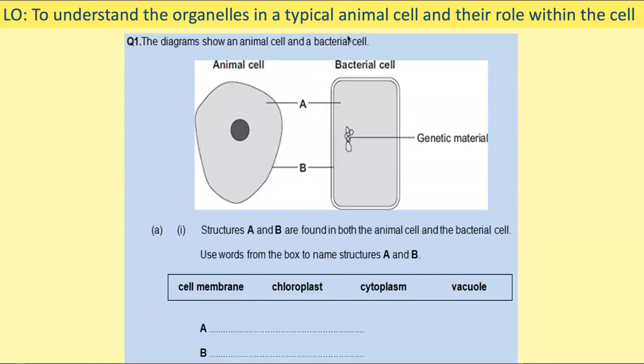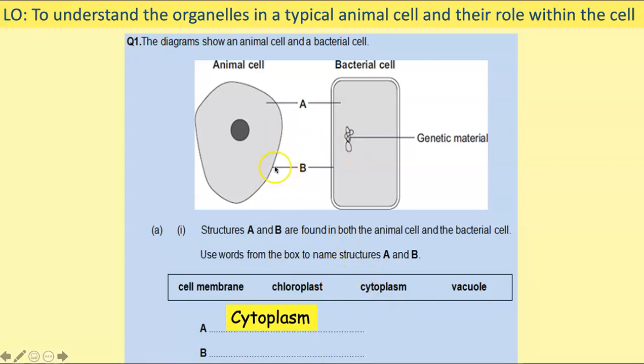Okay, so now we're going to go through the answers. So the answers to question 1, the first part of the question is asking us to look at structure A. It's telling us they are found both in an animal cell and a bacterial cell. We know all of the organelles that could be found within an animal cell, so we will be able to answer this question. A is pointing here, inside the cell. It's not pointing at a specific organelle. It's pointing at the cytoplasm. So A, we should have cytoplasm.